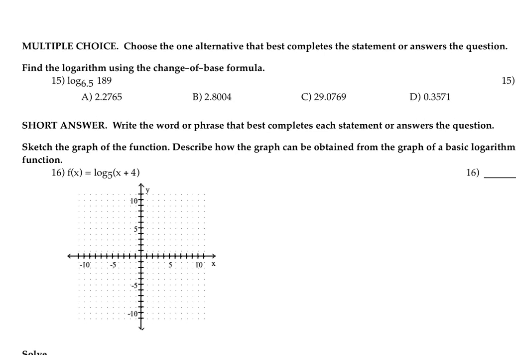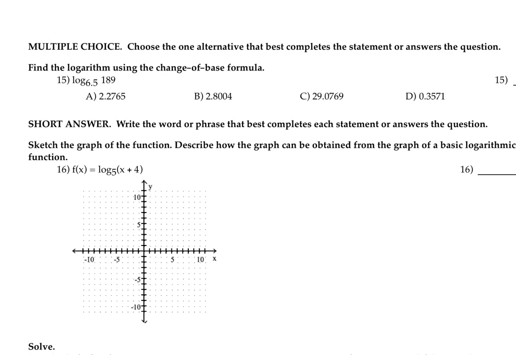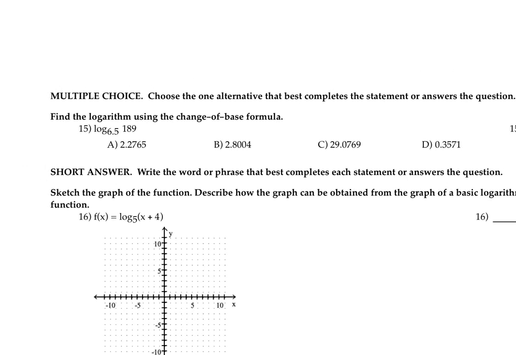Change of base formula. You can either put it in just like that if you have the base button in your calculator. If you don't have the base button in your calculator, you're going to take the log of 189 divided by the log of 6.5. Make sure you close the parenthesis off after the 189 so it puts it in correctly.